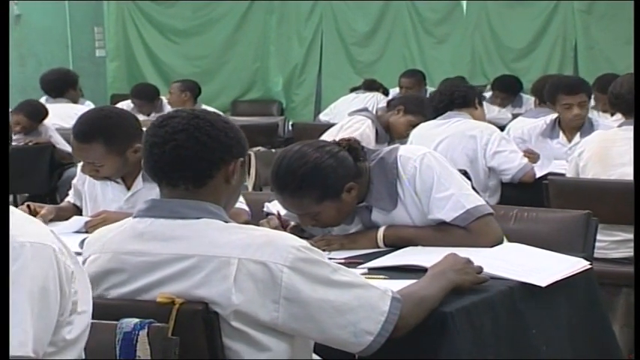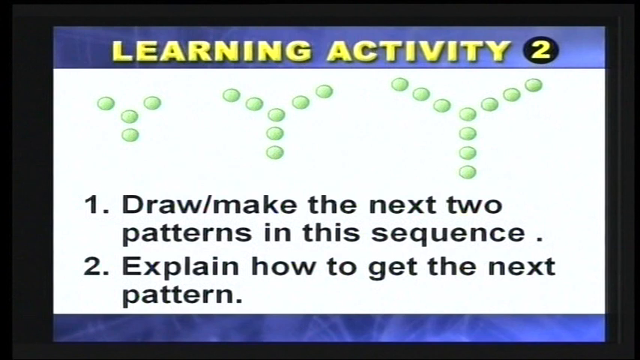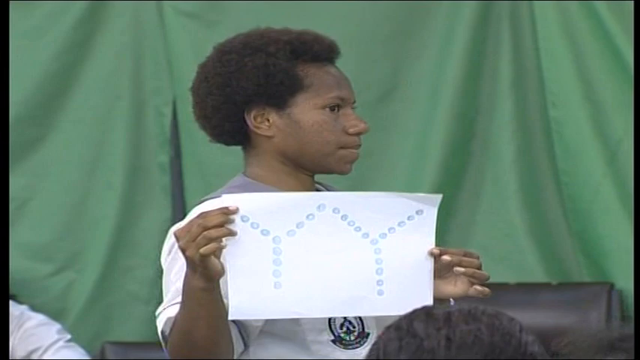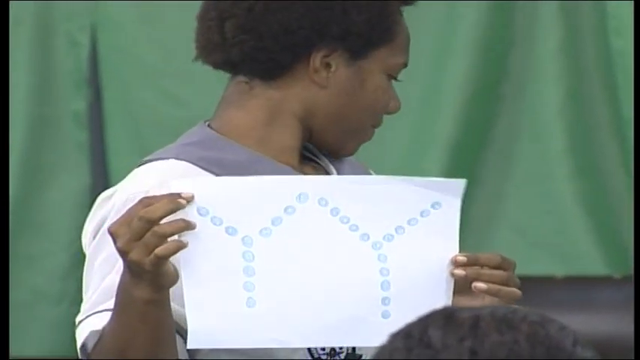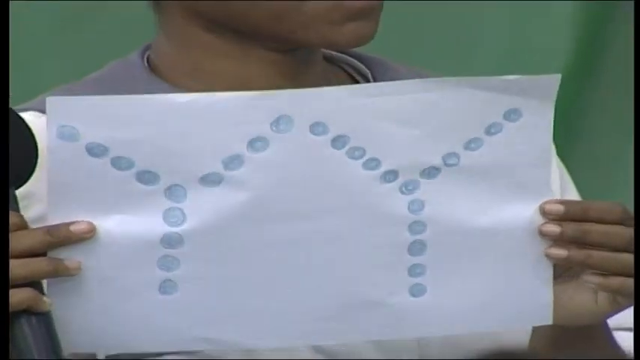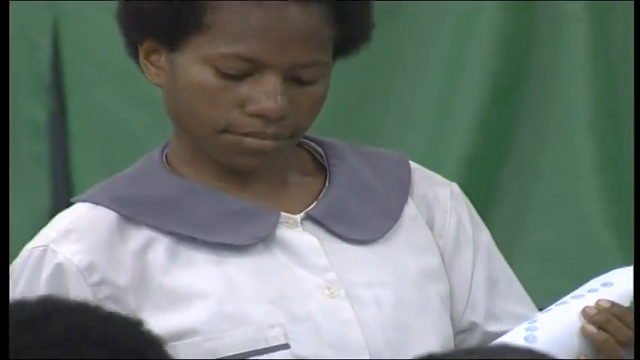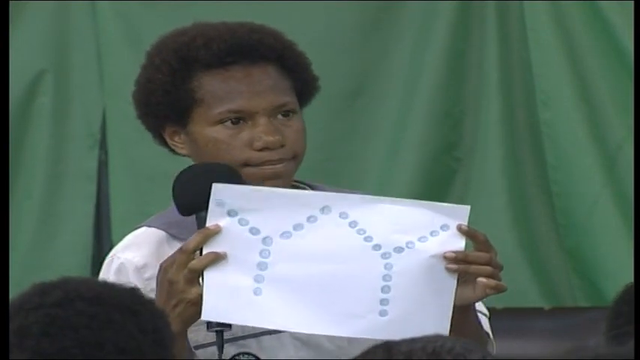Let's have Tara. Okay, 7 years and receiving students, I'd like you to look at Tara's work. How did you get those two patterns? Add three. Okay, so you added three. All right, so let's show your pattern.